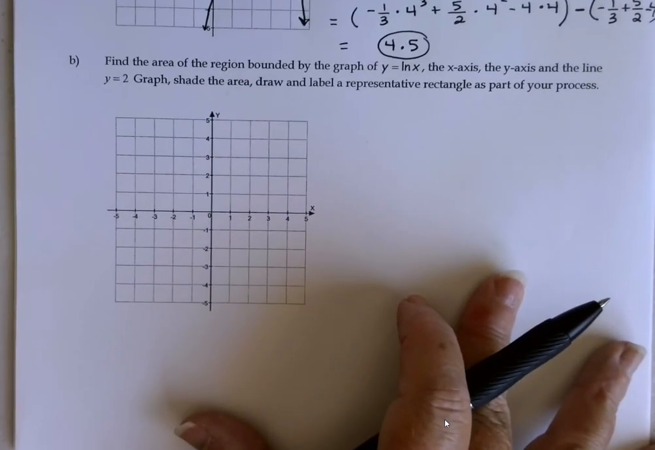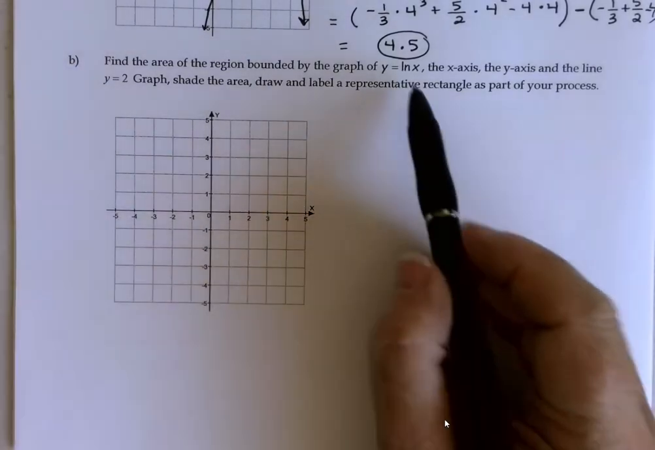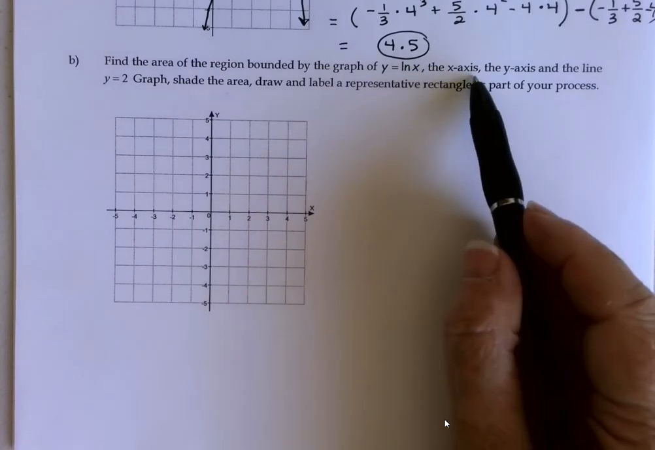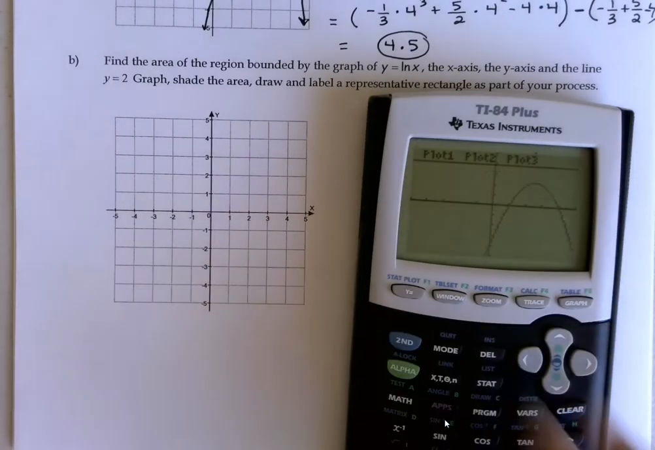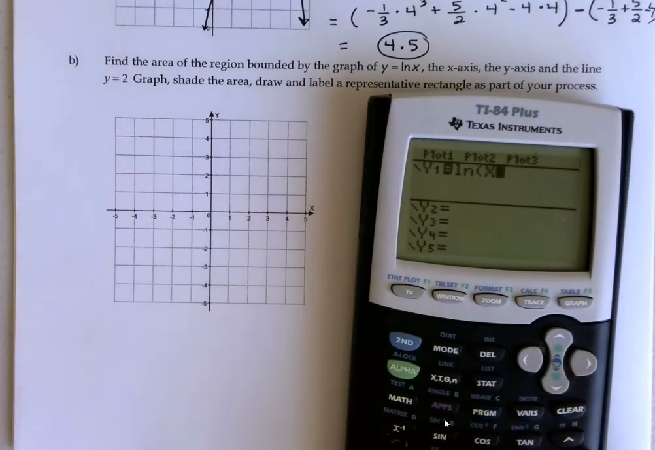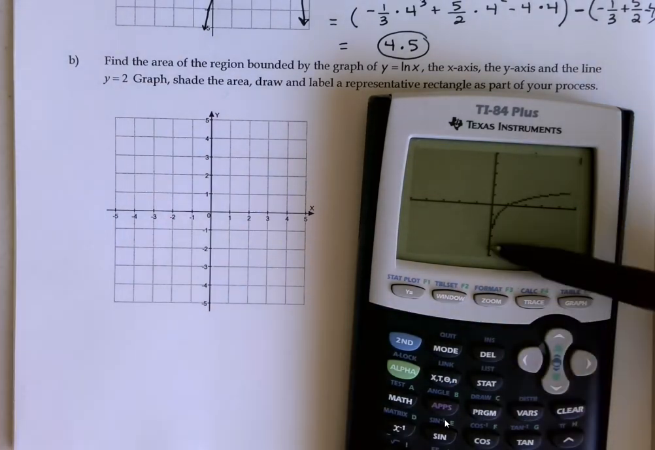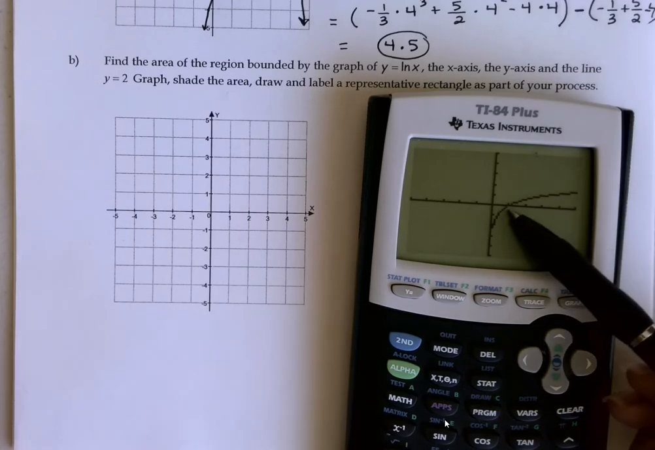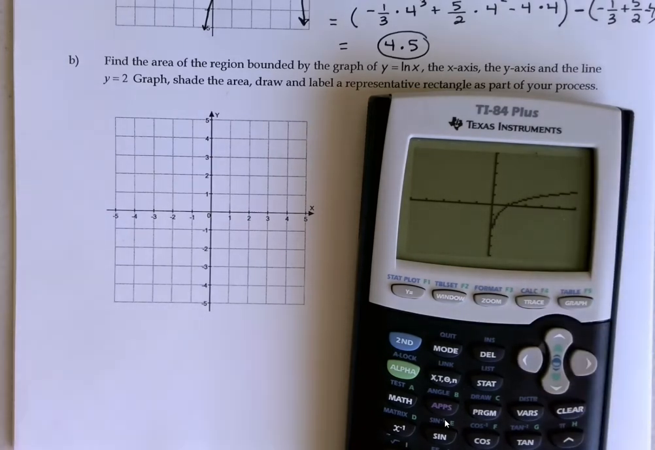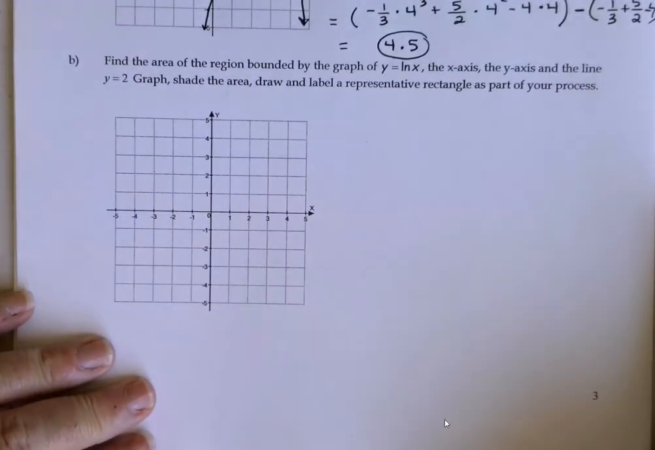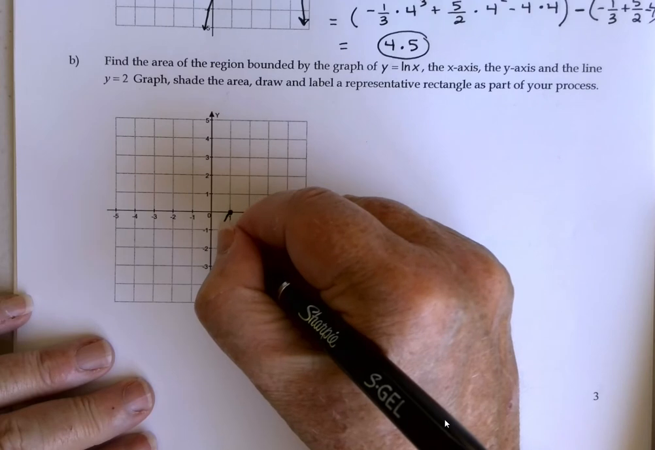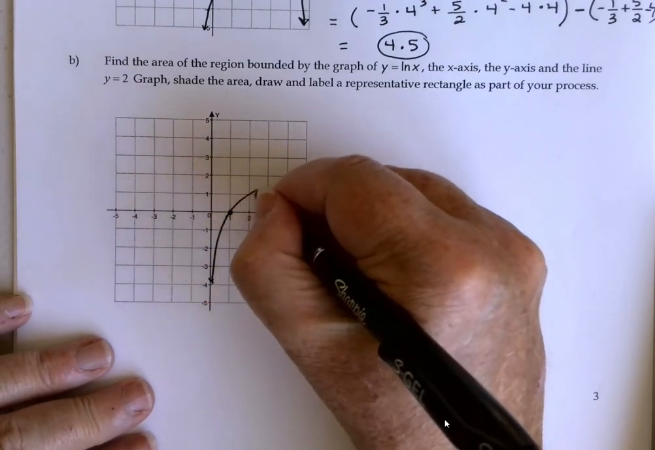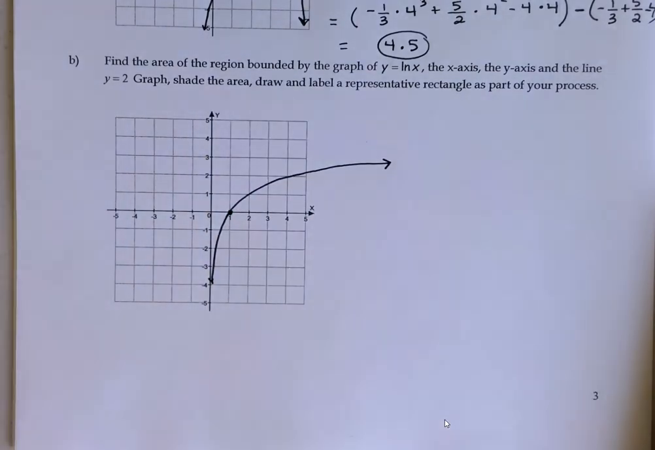In part B, we want to find the area of the region bounded by the graph of y equals ln x, the x and y axes, and then the line y equals 2. So y equals ln x. You may know what that looks like. If not, that's what you've got graphing devices for, right? We've got a vertical asymptote here on the y-axis. Looks like the x-intercept is at 1. And then it just goes up slowly from there. Like so.